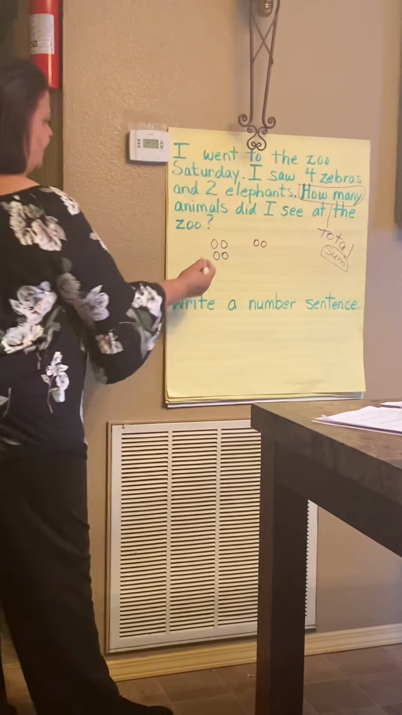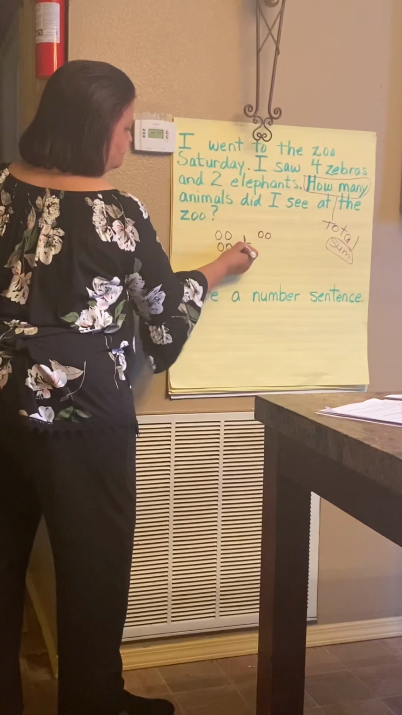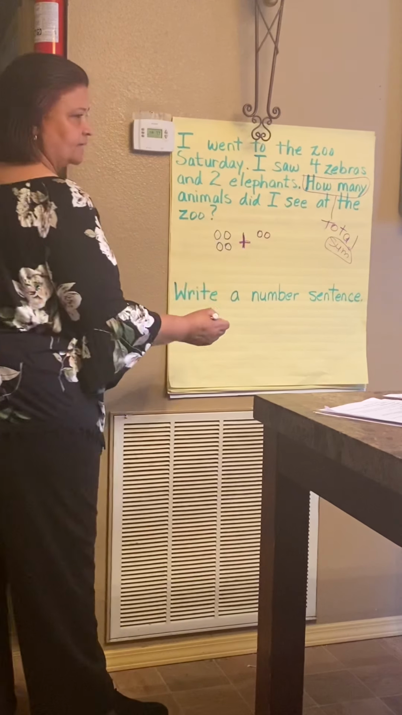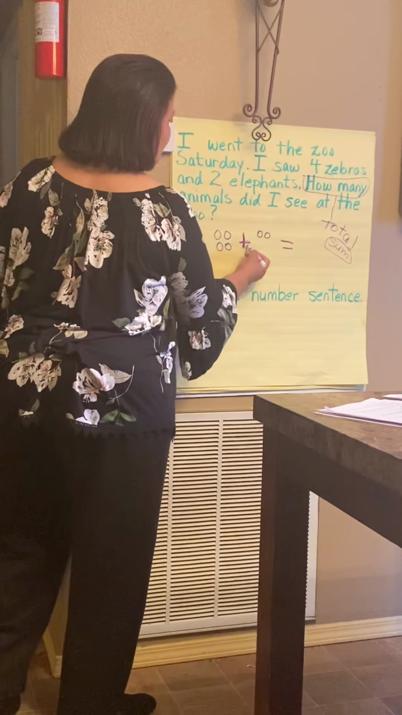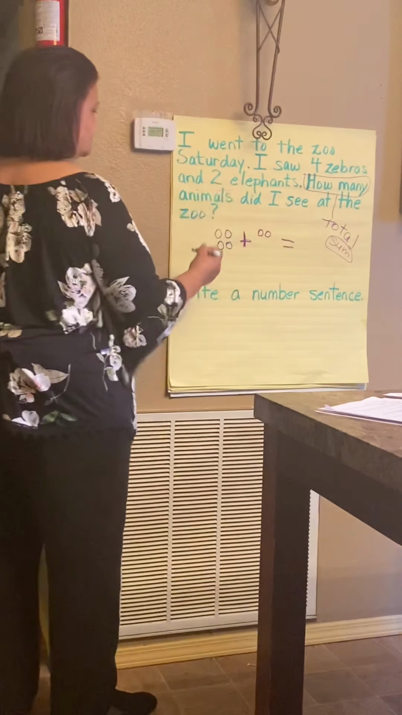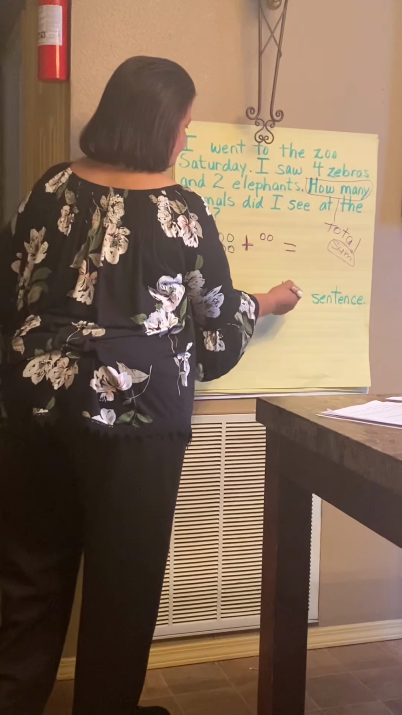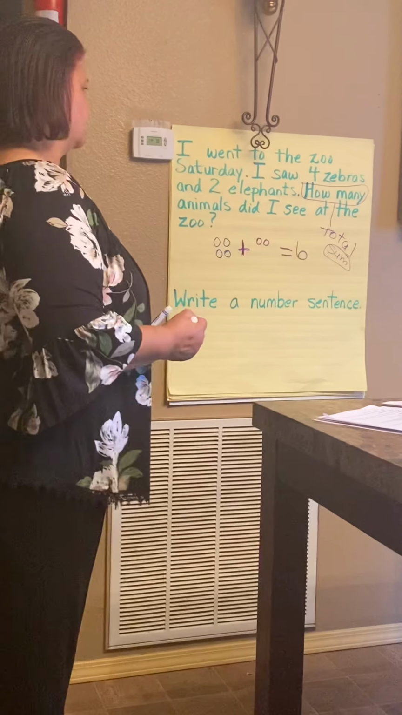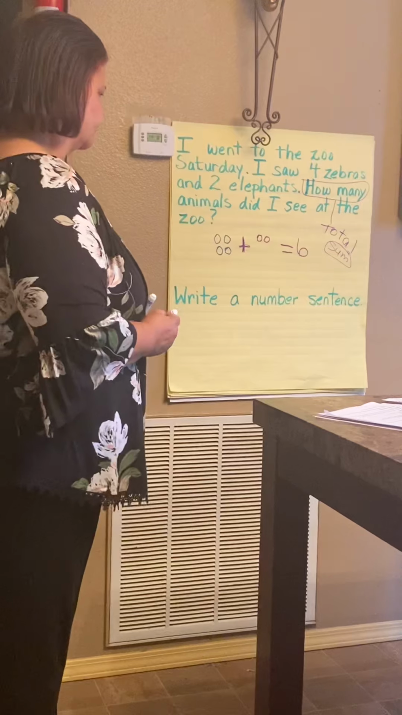So I got 4 zebras, 2 elephants. I'm going to add them. That means I need a plus sign. When you add, it's a plus. And then we put the equal. So I got 4 plus 2. I need to count them. 1, 2, 3, 4, 5, 6. I saw 6 animals in all when I went to the zoo.